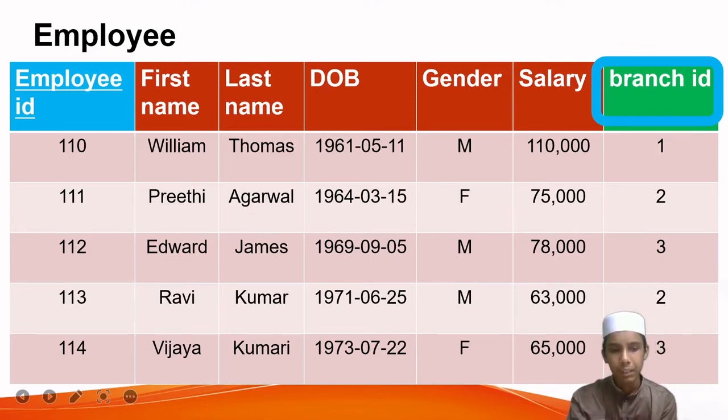So a company might have many different branches, and we can store the information about which branch an employee belongs to inside a foreign key. The foreign key here is actually a primary key inside another table. In this case, it's a branch table.